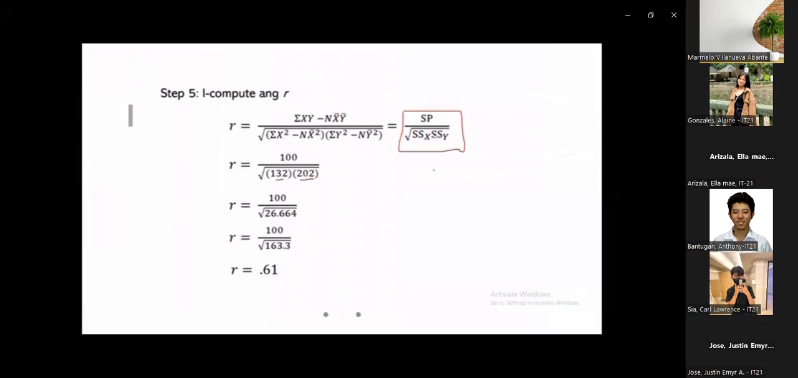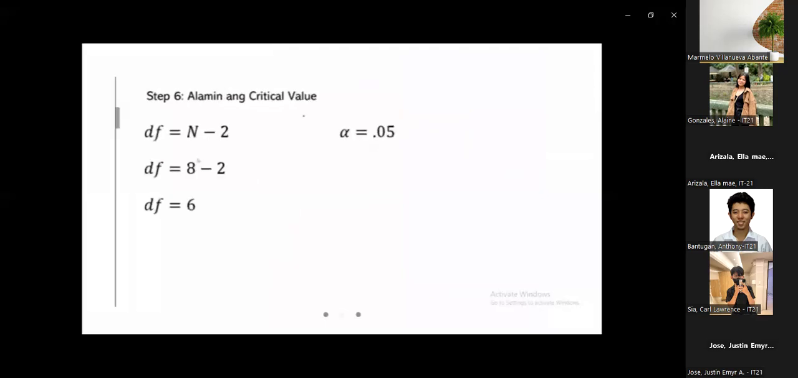Pero hindi pa dyan nagtatapos yung computation natin kasi kukunin pa natin yung critical value. Para makuha natin yung critical value, ito yung formula. DF means degree of freedom is equals to N, number of values natin, minus 2. Yung N natin is 8. Minus 2, so magiging 6. So, yung degree of freedom natin is 6.